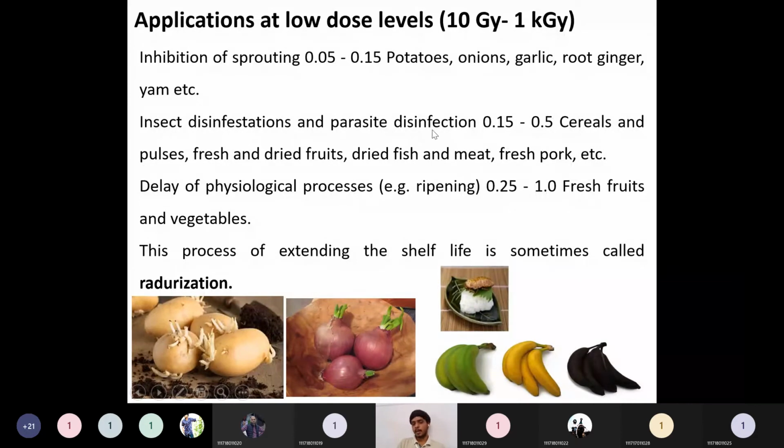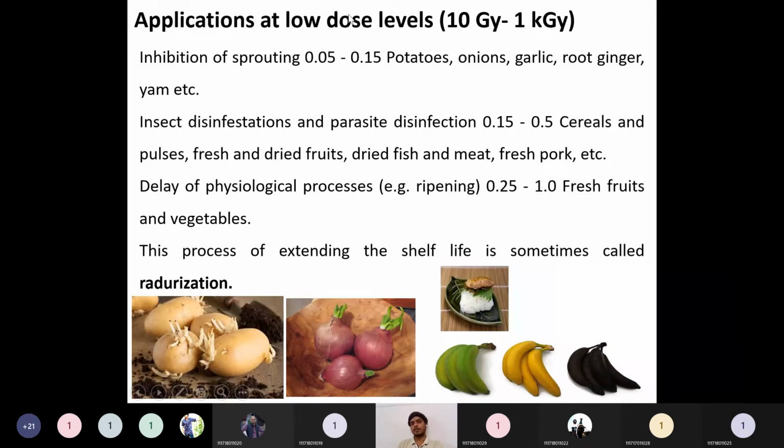Then insect and parasite disinfestation in cereals and pulses, fresh and dried fruits, dried fish and meat, fish, pork, etc. If there are insects on the food, they will be eliminated because we are applying the irradiation. That's the advantage of application at low gray levels or low dose levels. Then delay of physiological processes or ripening. The ripening of fruit can be slowed, and the shelf life can be increased using this irradiation process for both fresh fruits as well as vegetables.